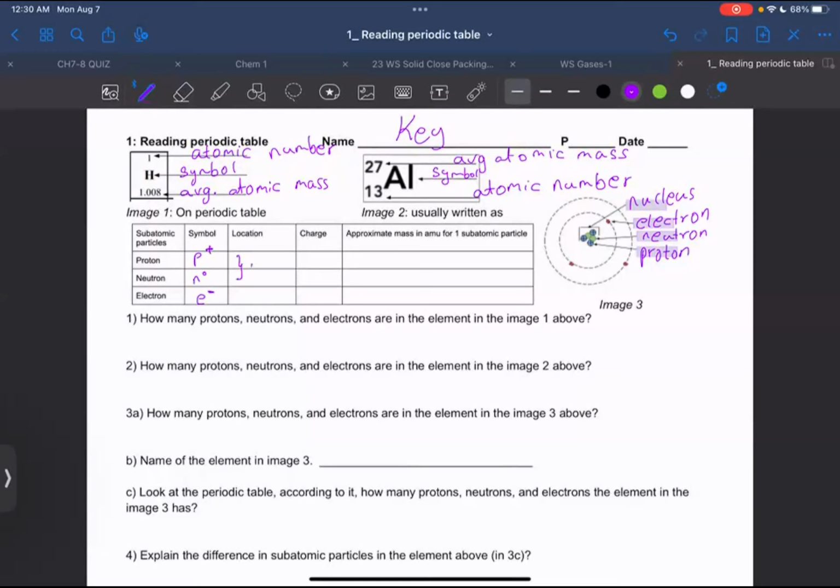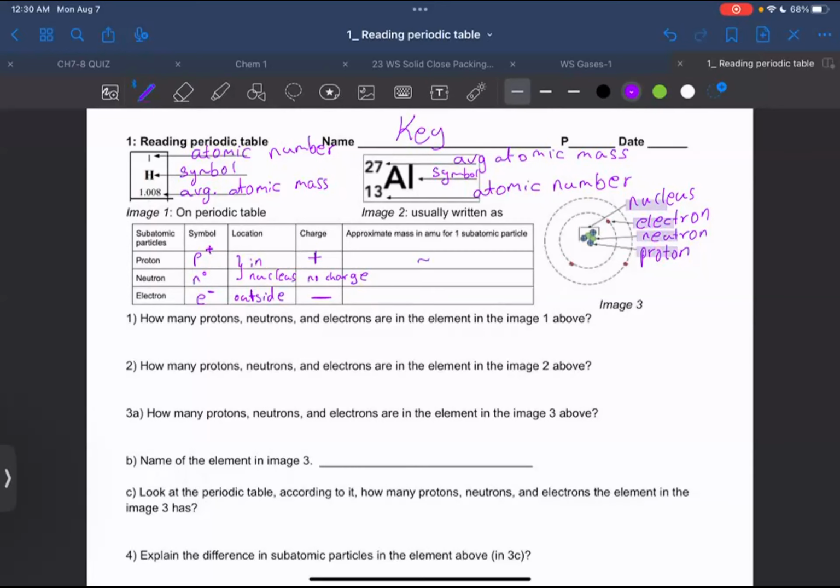Location: the proton and neutron are in the nucleus. The electron is outside; you can say it surrounds the nucleus. Charge, like I said: the proton is plus, the neutron has no charge, and the electron is minus.